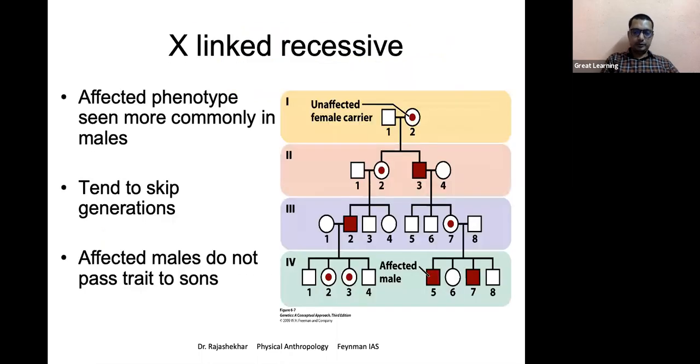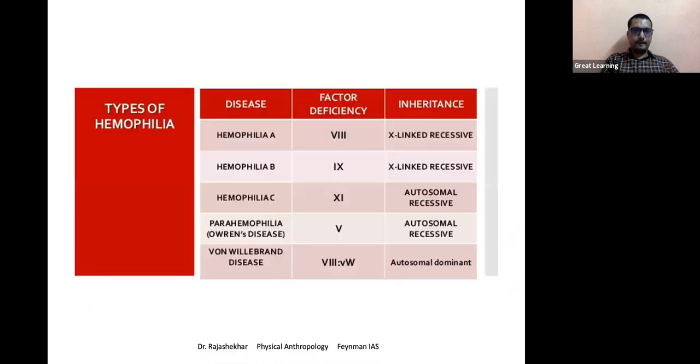Let me show you one more image on this. Hemophilias are of many types. Just know this: most commonly we hear about hemophilia A and hemophilia B. C also exists, but most commonly we hear about A and B. Both are linked to the X chromosome. This is called factor 8 deficiency. This is called factor 9 deficiency.